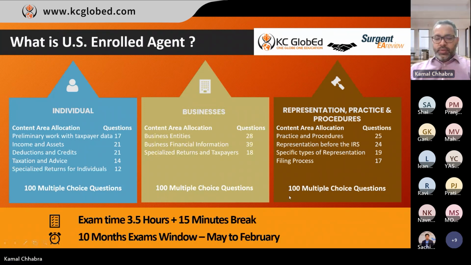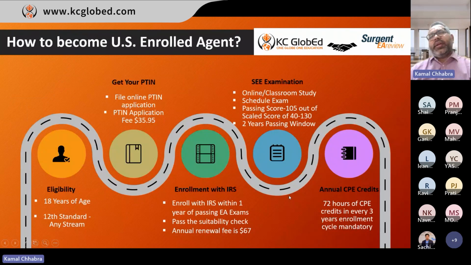Now coming to the third agenda item. So far we have covered two major agenda items: why I should think about doing US taxation, and what is in the US taxation course. Now coming to the process part. I hope you are all more than 18 years of age. You all are, so congratulations, you are eligible to do this course.